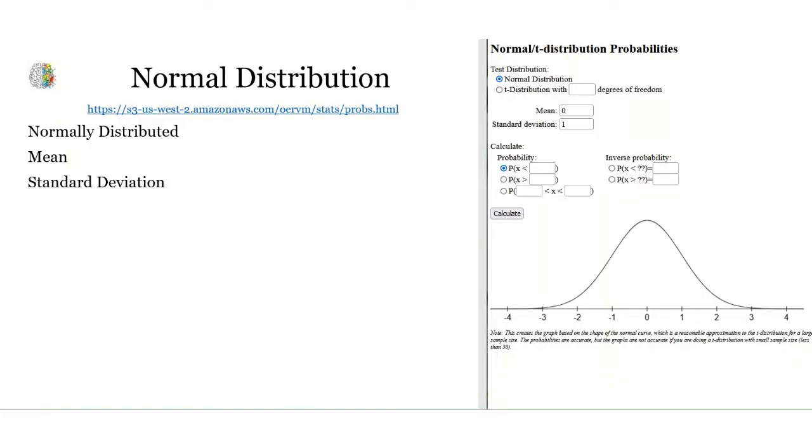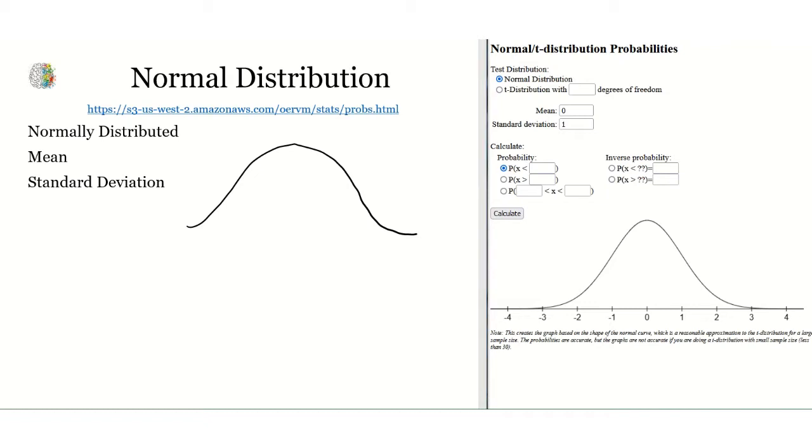When we have a normal distribution word problem, we're going to be looking for some key words. The first key word we're going to be looking for is the words normally distributed. All that's telling us is that our distribution is going to follow this bell-shaped curve.